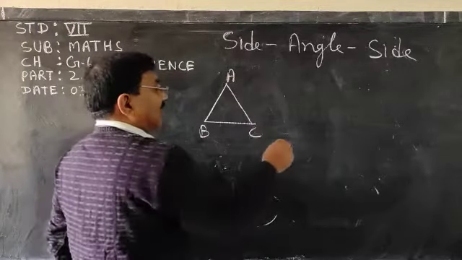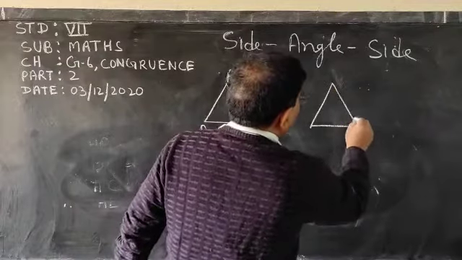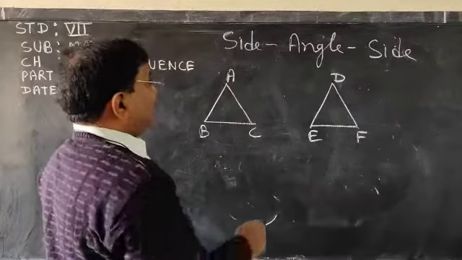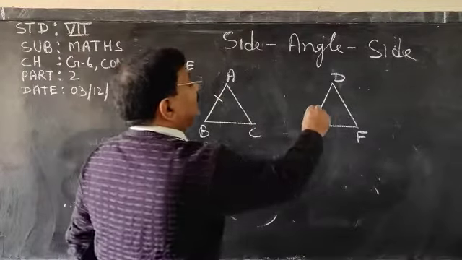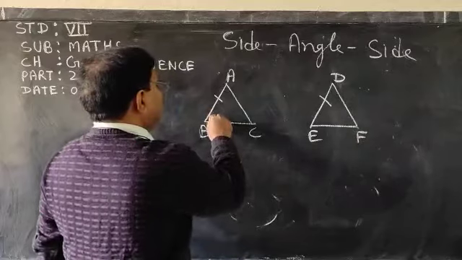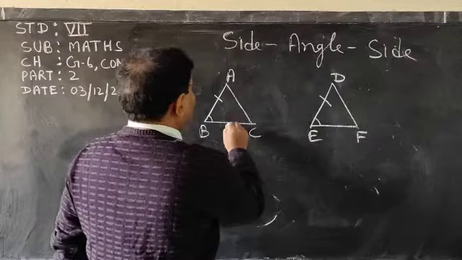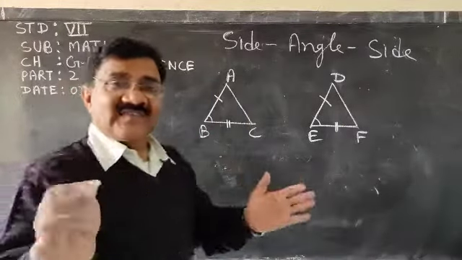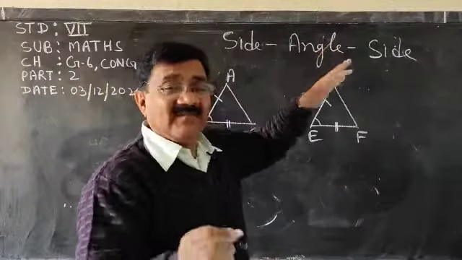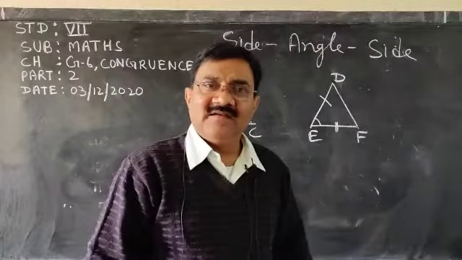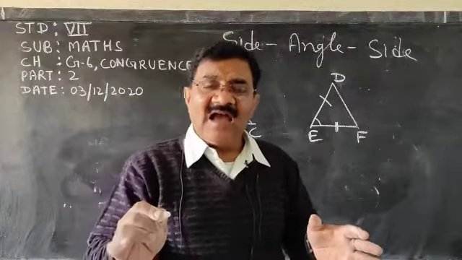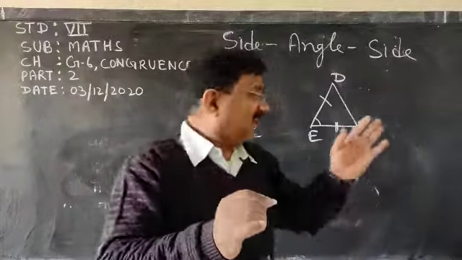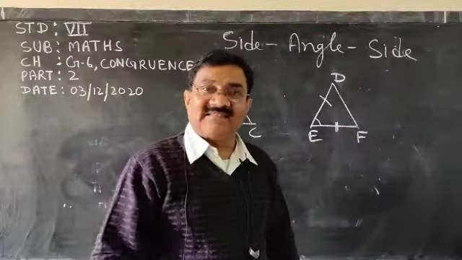ABC. And here is triangle DEF. Try to understand. AB is equal to DE. This angle is equal to this angle, and this side is equal to this side. Two sides and included angle means the angle between the two sides. If two sides and the included angle of one triangle are equal to those of the other, then the triangles are congruent.